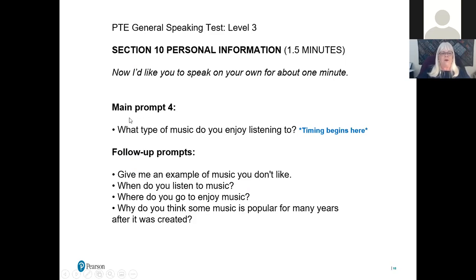I've put on here one prompt, because we're going to listen to an example in a minute. The interlocutor usually has, I think, four main prompts, a main prompt and a follow-up prompt. The prompts differ at the different levels, but I don't have time to go into all of that here. So this is level 3. Main prompt: what type of music do you enjoy listening to? This is where we as examiners begin timing.